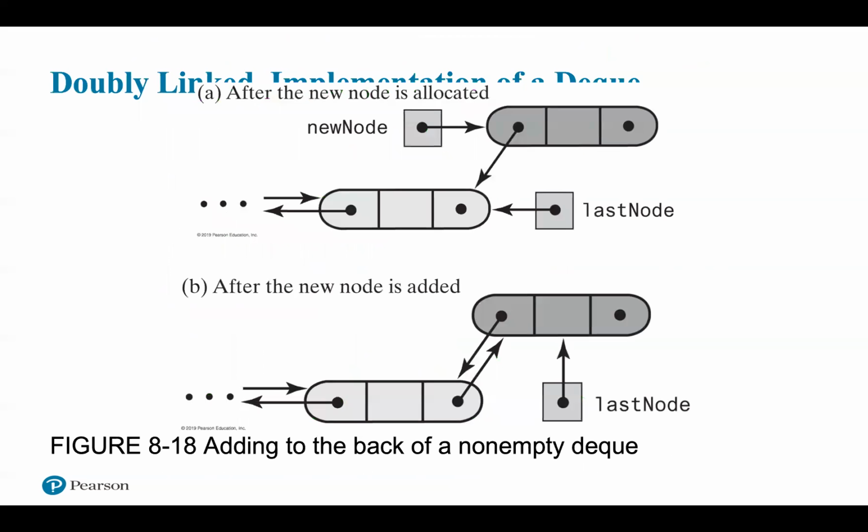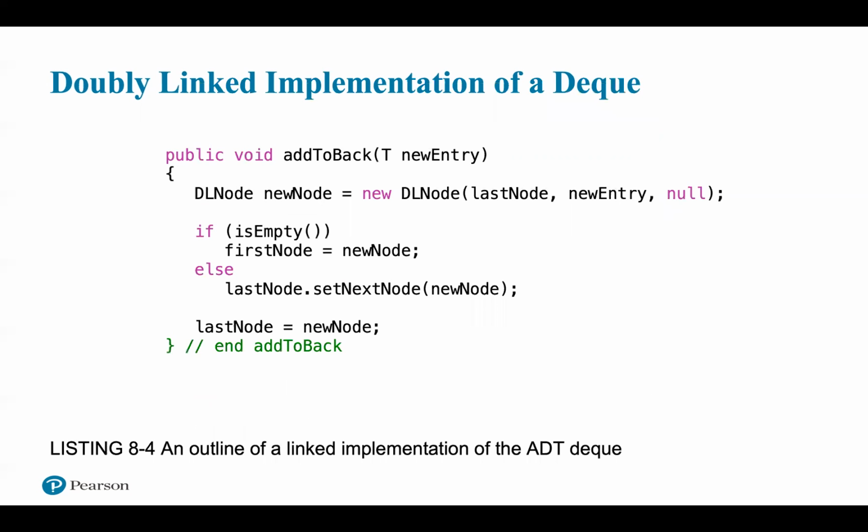So how would we go about adding an entry? The implementation of the method addToBack is like the implementation of enqueue given in segment 8.3. Both methods add a node to the end of a chain so that the chain's current last node references the new node. Here we also make the new node reference the current last node by passing the data field lastNode to the node's constructor. The addition to the back of a chain that is not empty is illustrated in Figure 8.18, and so that's for reference.